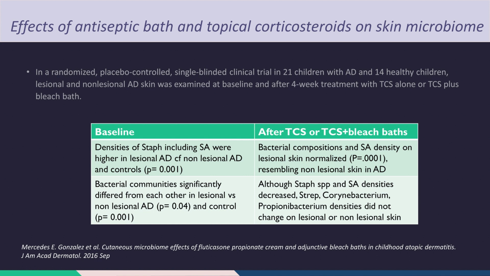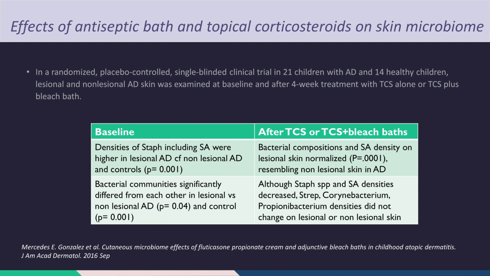So we have to explain to them that there have been studies done looking at the skin microbiome using these topical corticosteroids. What happens when we put on the topical corticosteroid on an AD patient and then test the skin microbiome before and after? Okay, at baseline, the densities of Staph, including Staph aureus, were higher in lesional AD compared with non-lesional AD and control. This we already know from before, right? And bacterial communities significantly differed from each other in lesional versus non-lesional. So not only was there higher Staph, but overall the communities were also quite different.